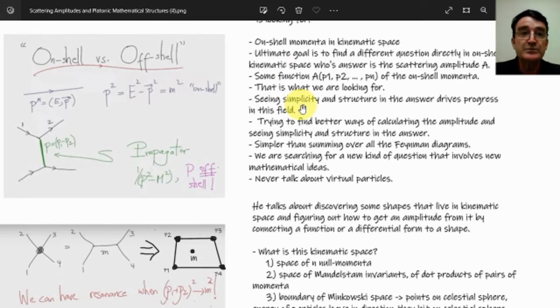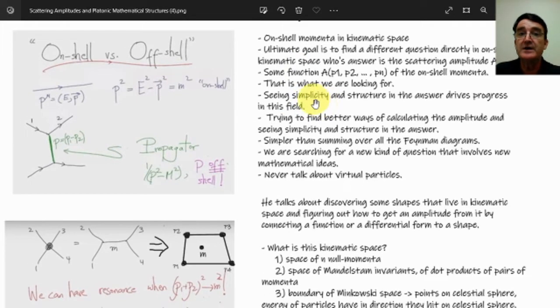I will summarize what Nima talked about in his talk. The first half of his talk, he says that on-shell momenta is in kinematic space, and the ultimate goal is to find a different question directly in on-shell kinematic space whose answer is the scattering amplitude A. So he's looking for some function A of the on-shell momenta, and that's what he's looking for.